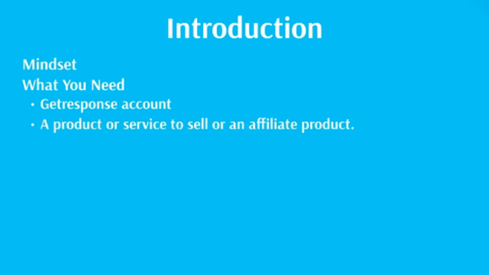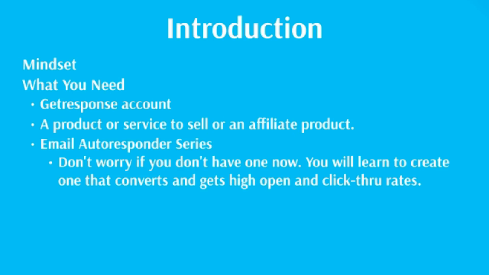You need to have a product or service to sell, or an affiliate product. So either it's going to be your own product, or it's going to be somebody else's product. But in either case, you're going to need to have an end goal. You also want to have access to an email autoresponder series. In other words, a bunch of emails that are sequenced from day 1, day 2, or however you want to set it up, to build that relationship, to warm people up, essentially. Now, don't worry if you don't have one right now. You'll actually learn how to create one that converts and gets high open rates and high click-through rates.